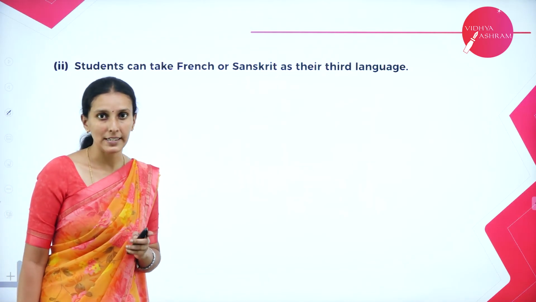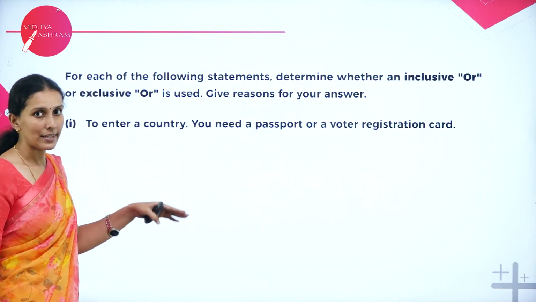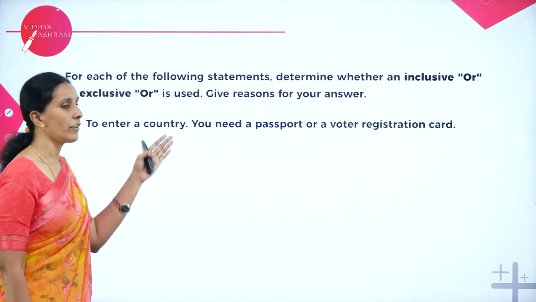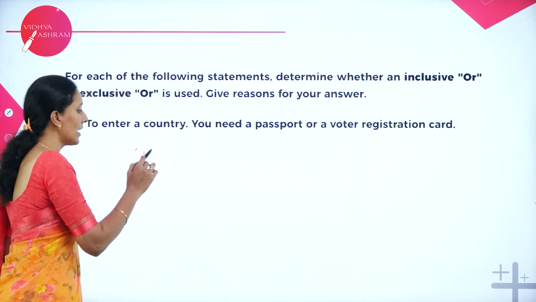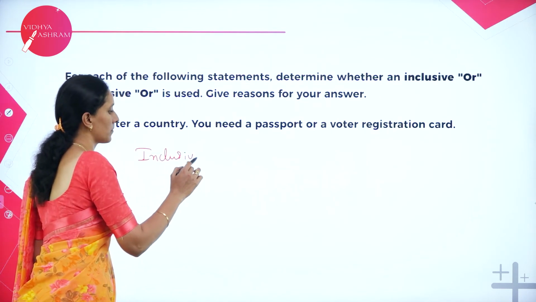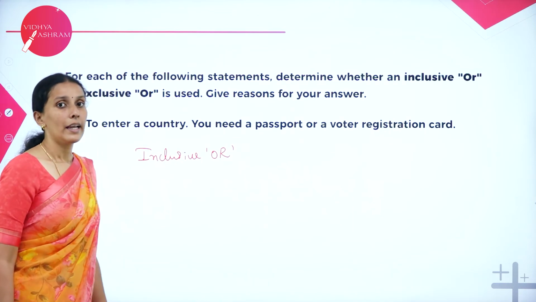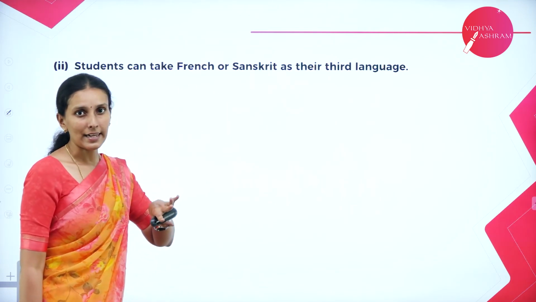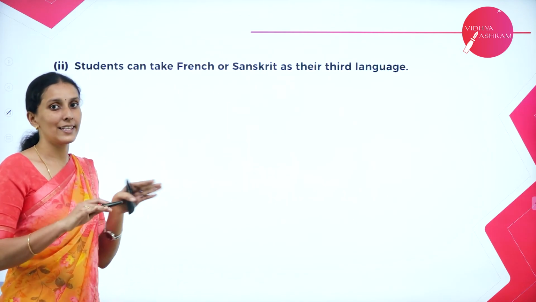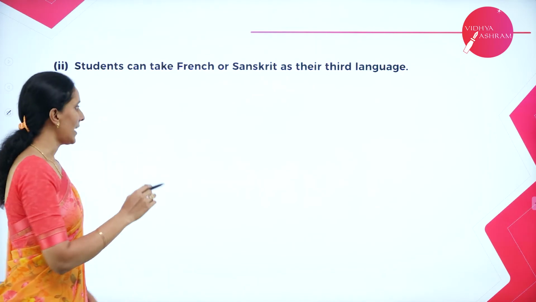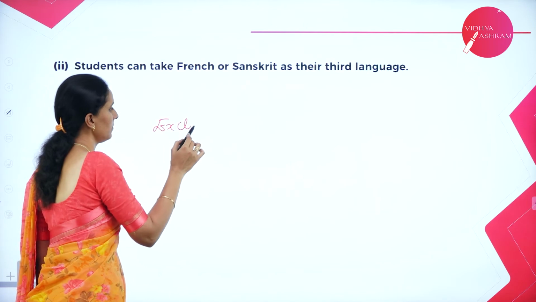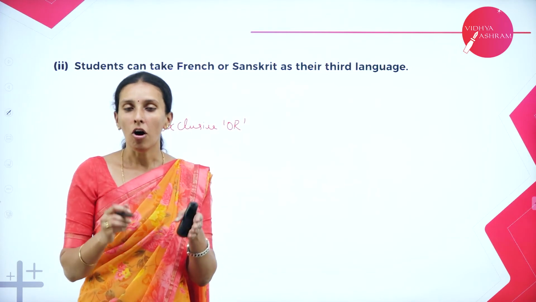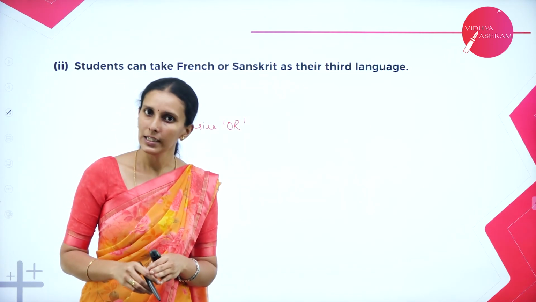So what do you observe from these statements? The first statement, clearly you can see, even if you have the two or any one of them, you get an entry for a country. So clearly this is an inclusive OR. In the next case, either he'll take French, so he cannot study Sanskrit. Either he'll take Sanskrit, he cannot study French. So that means we are excluding one item here. So therefore, we take it as exclusive OR. So these are the two types of OR statements used in mathematical statements.